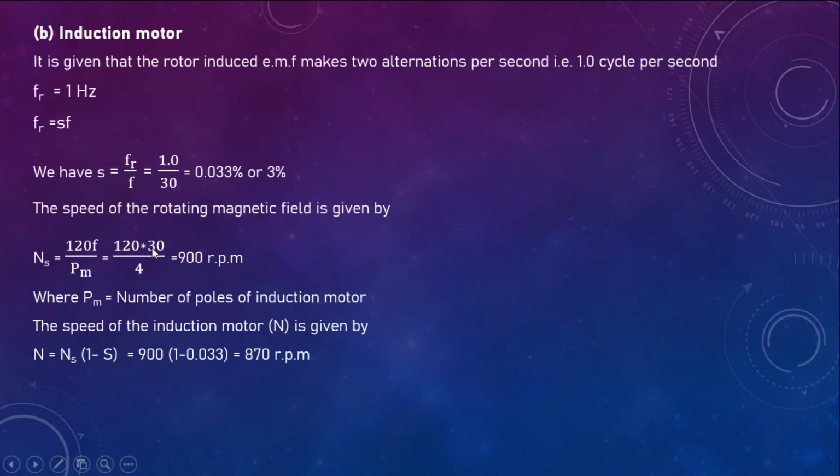Now what is Ns? 120 F by P. Now P will change. P, the poles of the motor, is 4. 120 into F, same as the supply frequency. This frequency will not change. So 900 rpm. Once you find Ns, we can find the value of N, because S we already found out and Ns we found out. We can find N, the speed of the rotor, as 870 rpm.